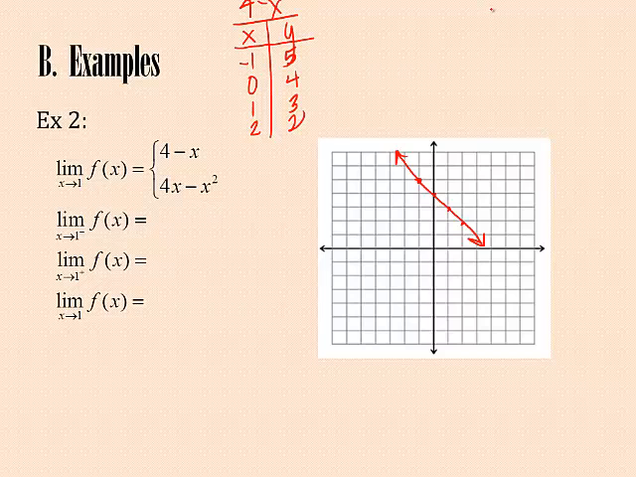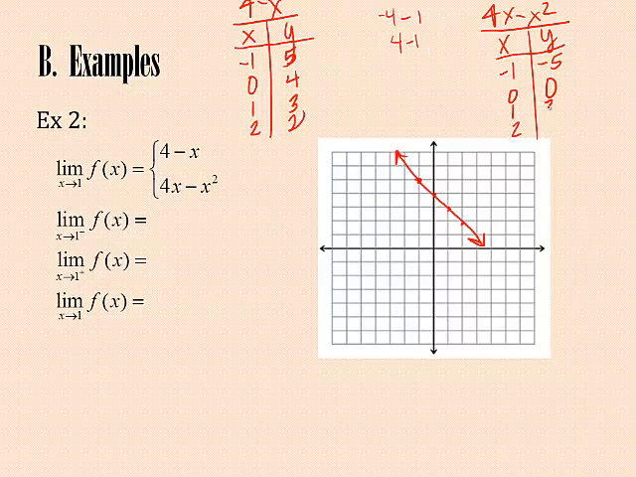Then the other line is 4x minus x squared. Use the same x values, guys. Put in a -1, I get -4 minus -1 squared is +1. So this will give me a -5. Put in a 0, well that's just 0. Put in a 1, I get 4 minus 1, which is 3. Put in a 2, I get 8 minus 4, which is 4. So at -1, I'm at -5. Way down here. 0, 0, 1, 2, 3, and at 2, I'm at 4.